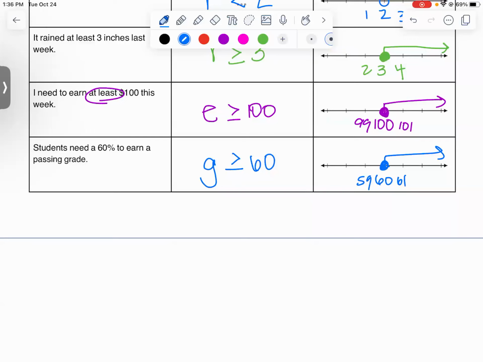Okay, your homework is page 6. All 8 problems.